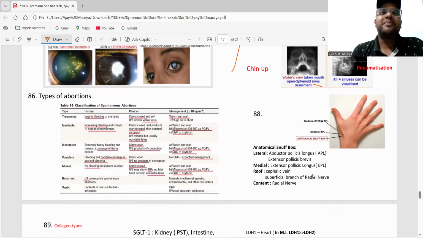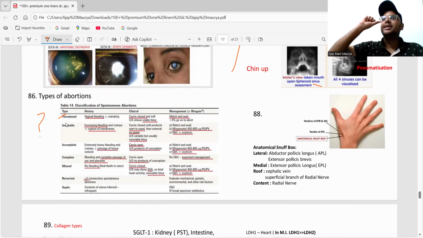Next one, types of abortion. The first one is the threatened abortion. Tell me what is the definition of recurrent abortion. Comment. Next one, threatened abortion. What is the most common cause of abortion in the first trimester? Type it. Next one.